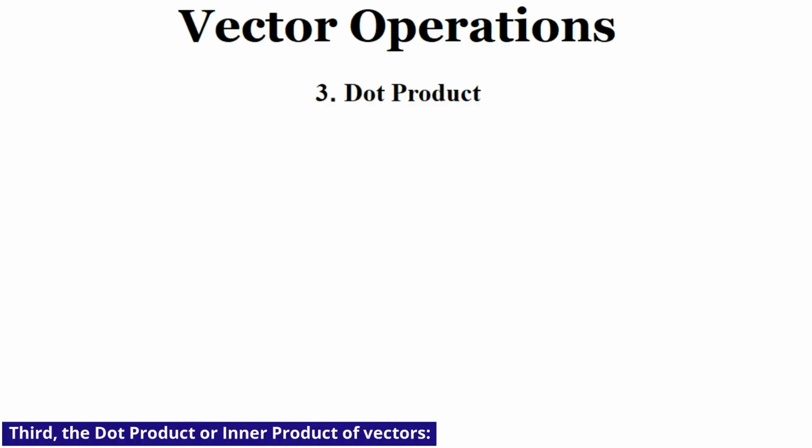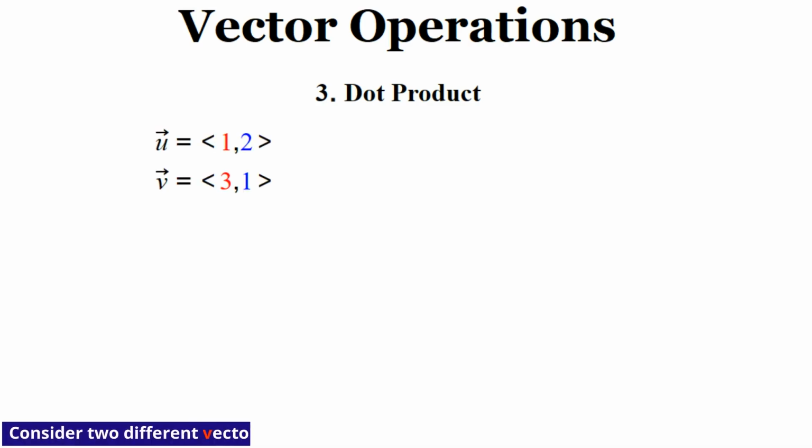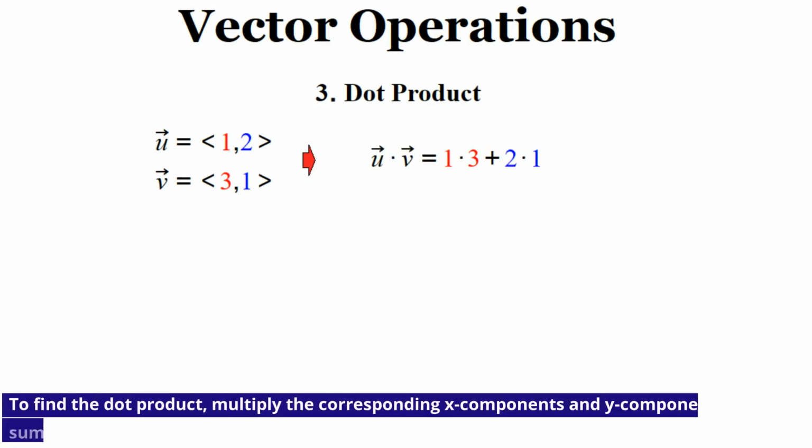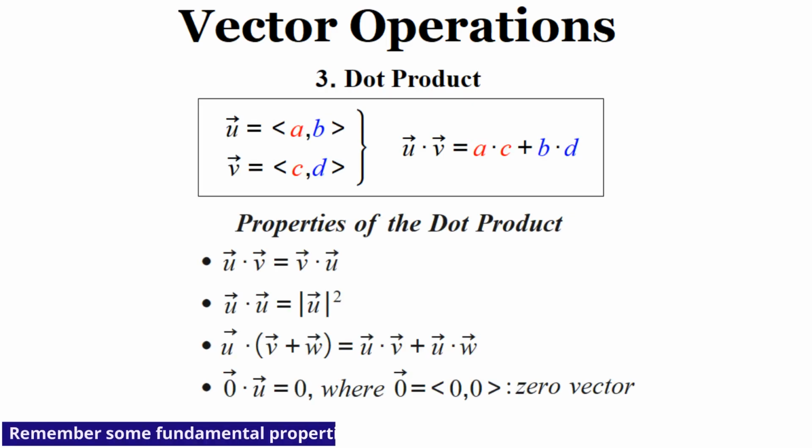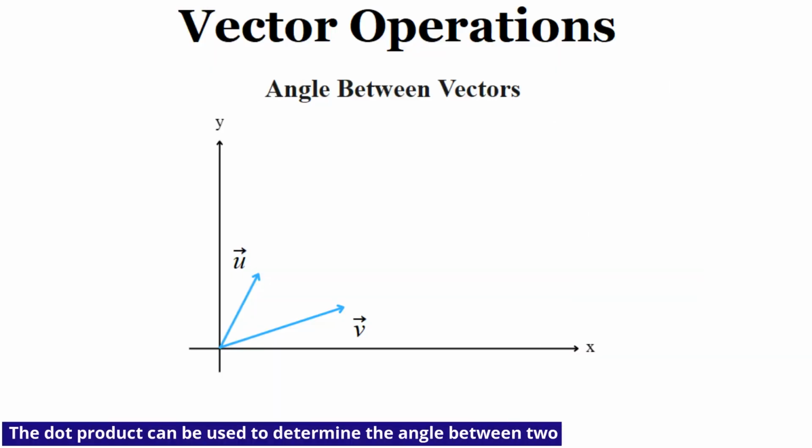Third, the dot product or inner product of vectors. Consider two different vectors, u and v. To find the dot product, multiply the corresponding x components and y components, then sum them up. In this case, u dot v is 5. Remember some fundamental properties of the dot product. The dot product can be used to determine the angle between two vectors.